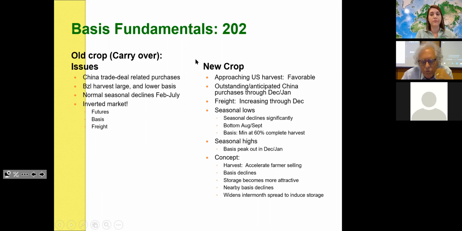The only thing that would change that is if all of a sudden China comes in with massive purchases for very, very nearby shipping periods. That would surprise me. So that's my answer.